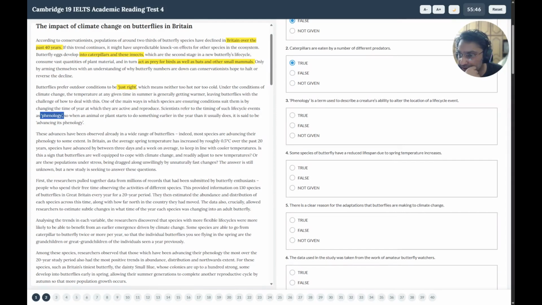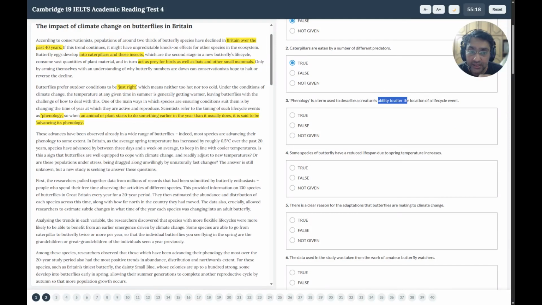Suit them is by changing the time of the event. Scientists refer to the timing of such life cycles. So if the animal or plant starts to do something earlier than usual, it is said to be advancing its phenology. To alter the location, in which species ensure conditions suit them, changing the time. Okay, alter is to change. Synonyms, this is something you have to pay attention to.